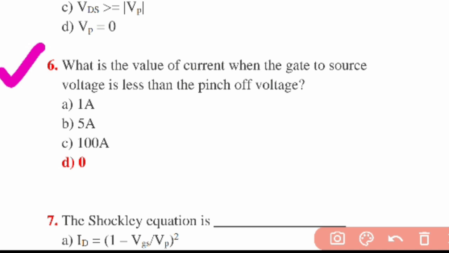Question number 6, what is the value of current when the gate to source voltage is less than the pinch off voltage? Option A 1 ampere. Option B 5 ampere. Option C 100 ampere. Option D 0. Then the answer is 0.